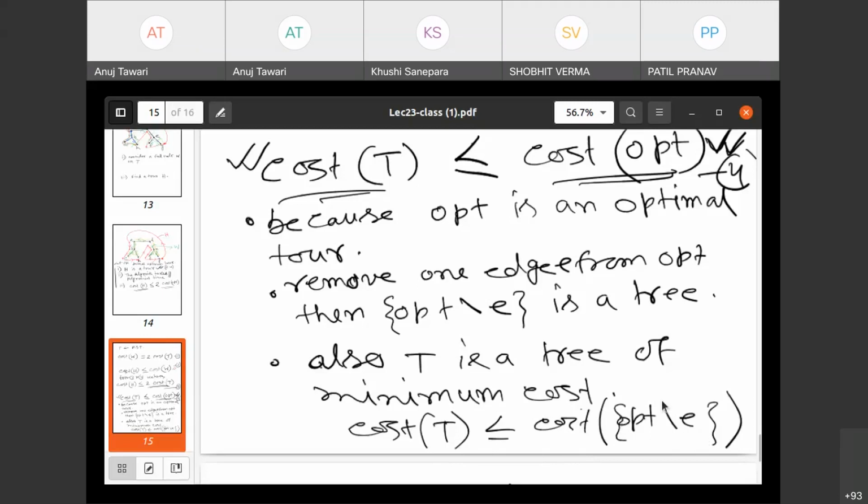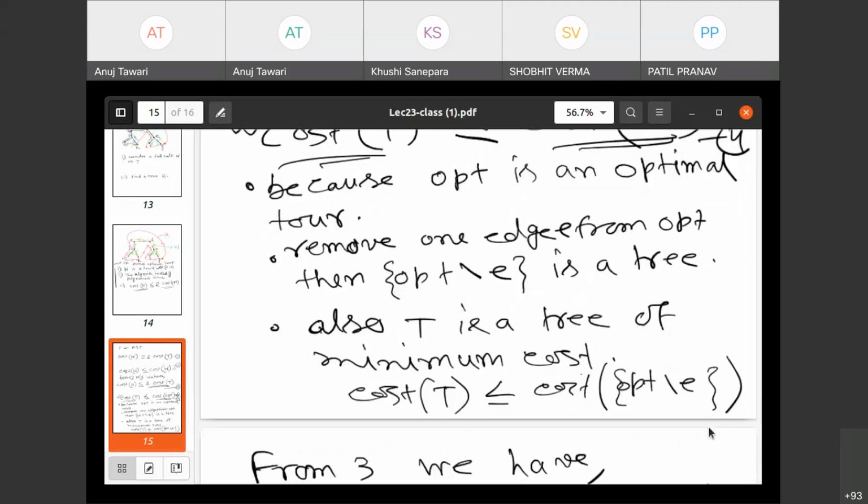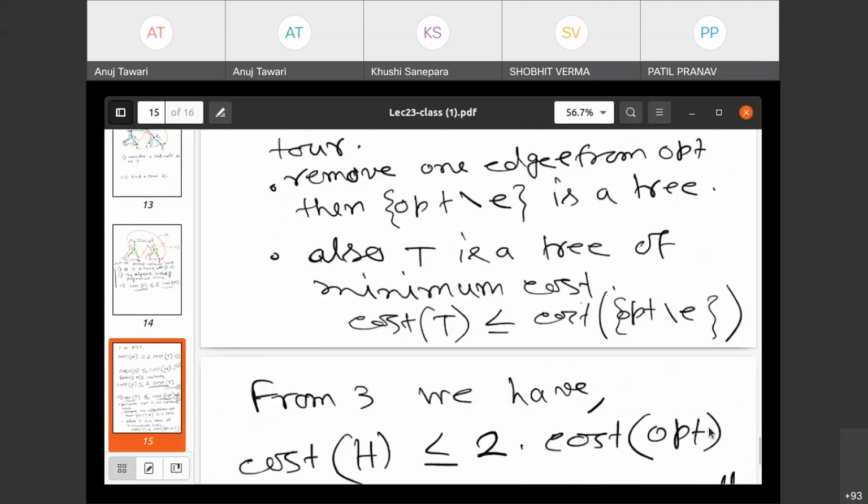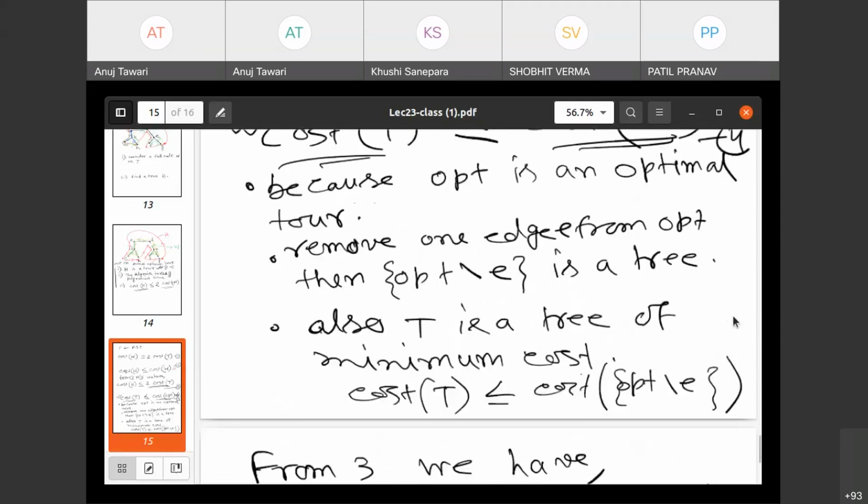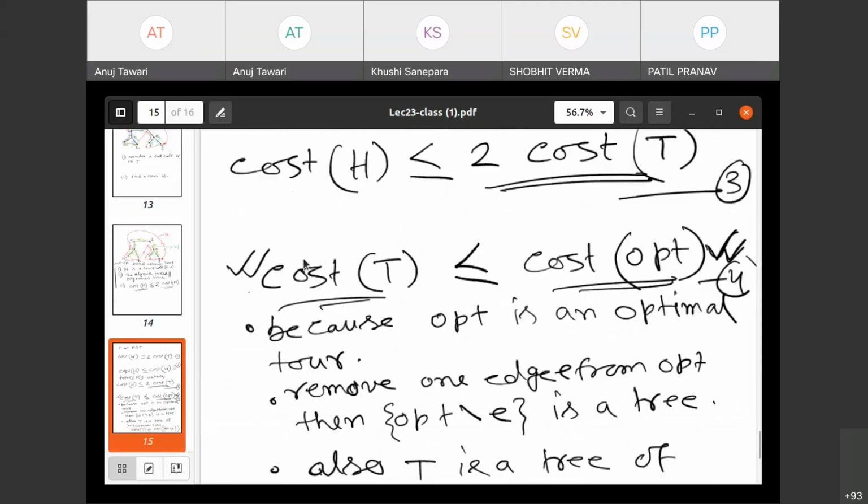Because opt minus e was another tree which was traversing all the vertices, and since we are looking at the minimum spanning tree, cost of T is at most cost of optimum minus e. So this is our fourth equation. And from the third thing, we get that cost of tree will be at most the cost of optimum. In fact, it is strictly less than, it is cost of optimum minus e, but we can always ignore that edge. So cost of tree is at most the cost of the optimum tour.